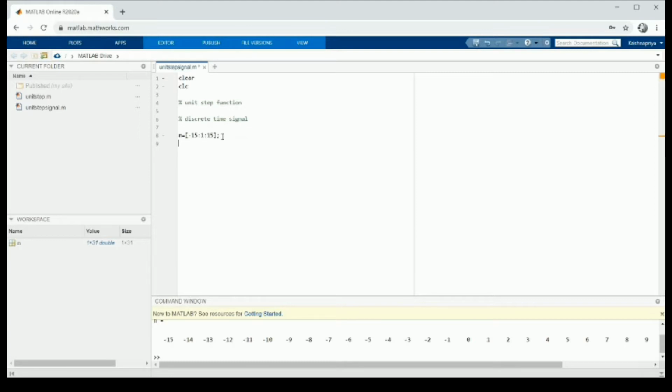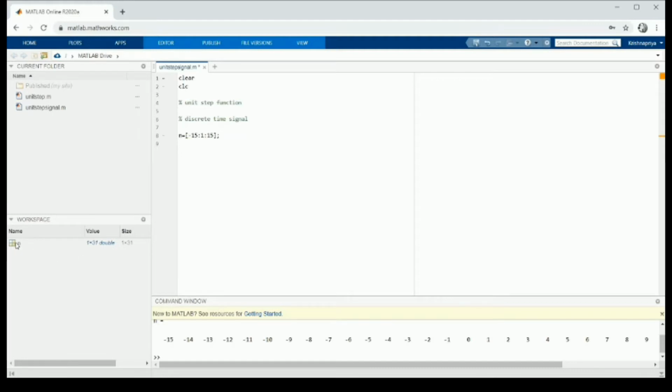Next, we have to give the command for obtaining the output signal. Before that, you have to just imagine what the output signal will be and how the graph will look. We have already discussed that the output of the signal will be 0 for instances less than 0 and will be 1 for instances greater than or equal to 0. Here we are taking the instants from minus 15 to 15. So how many instants do we have? We can find it from the workspace.